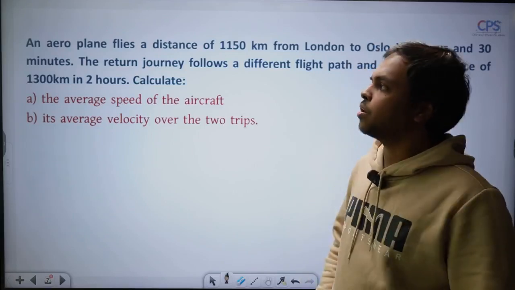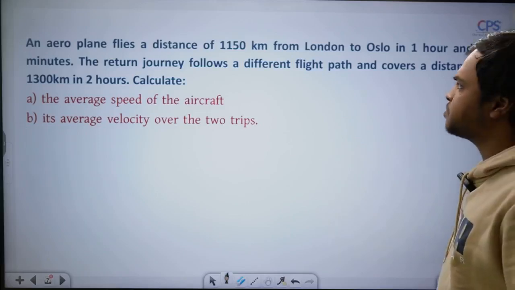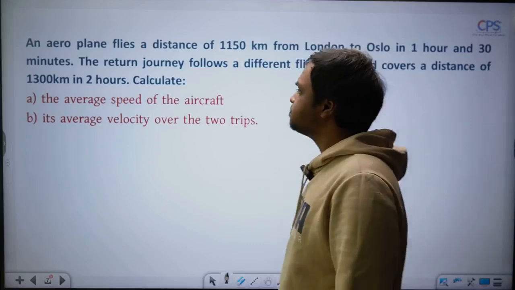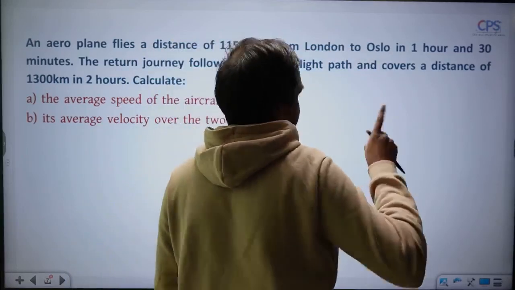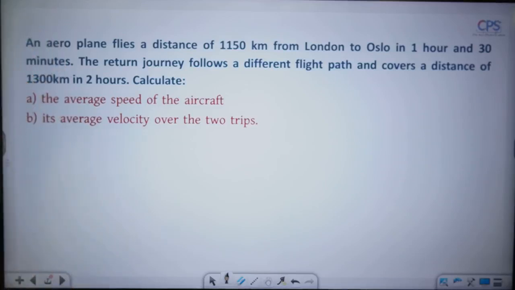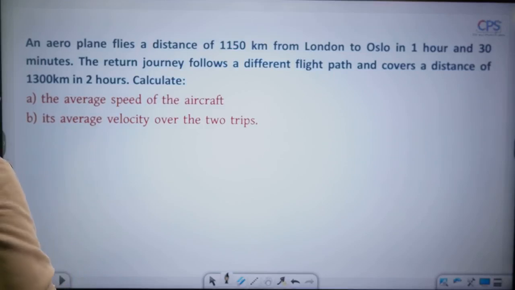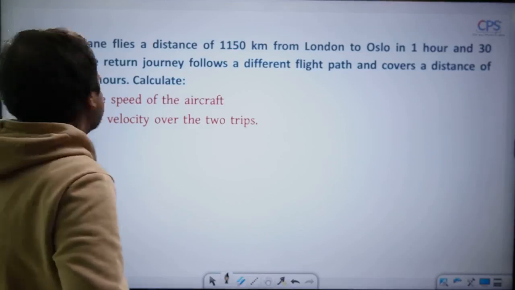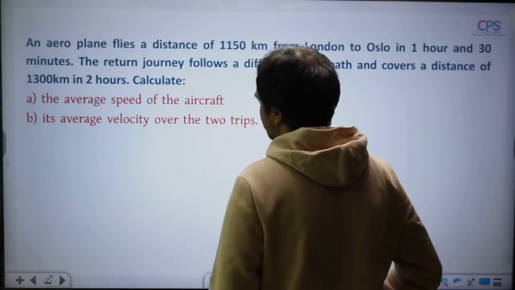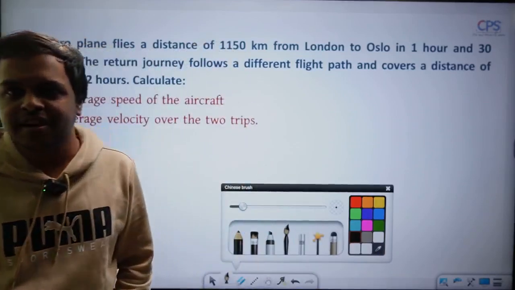An aeroplane flies a distance of 1150 km from London to Oslo in 1 hour and 30 minutes. The return journey, from Oslo back to London, follows a different flight path and covers a distance of 1300 km in 2 hours. Calculate the average speed of the aircraft and its average velocity over the two trips. That's actually an easy question, not a difficult one.